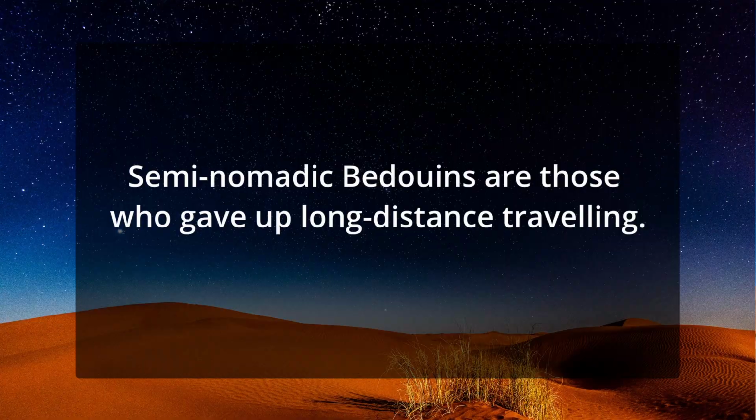Another thing that makes the two groups of Bedouins different is how far away they wander. Semi-nomadic Bedouins are those who gave up long-distance traveling. Ashkenazi went even further and divided the semi-nomadic Bedouins into three groups. First, those who move around within a limited area, built goat hair tents or tin shacks depending on the seasons, and herd flocks of sheep and goats. If members of this group own private lands, they will return to them periodically to sow and reap.